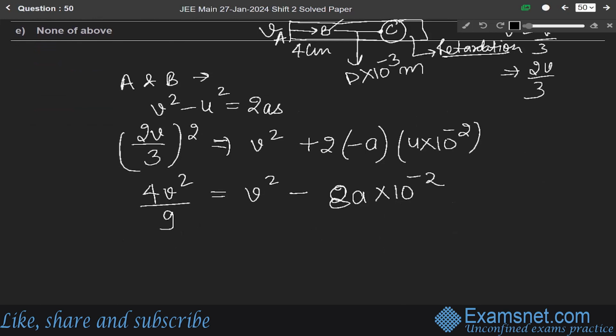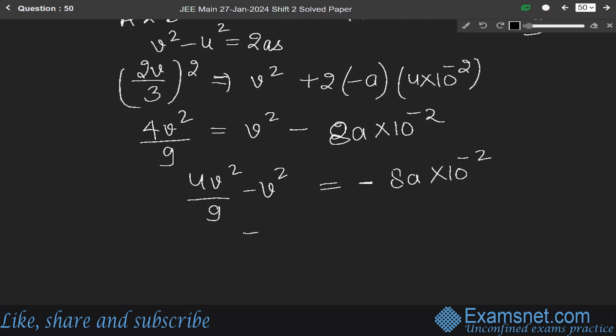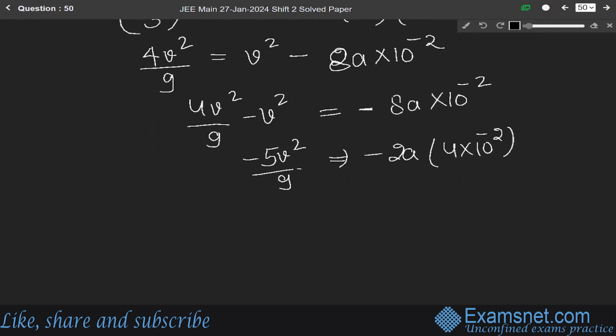So we get 4v square over 9 minus v square equals minus 8a into 10 to the power minus 2. Solving it, we get minus 5v square over 9 equals minus 2a, and let us write this as 4 into 10 to the power minus 2. Let us say this is our first equation.